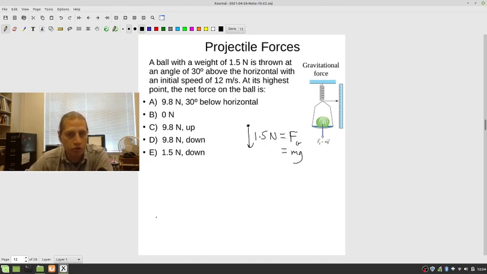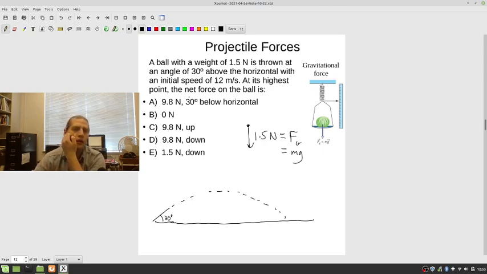Now, you throw this ball at an angle of 30 degrees, and it makes some arc before it comes down. Okay, so that is your projectile motion. Initial speed of 12 meters per second. At its highest point, the net force on the ball is, well, let's think.